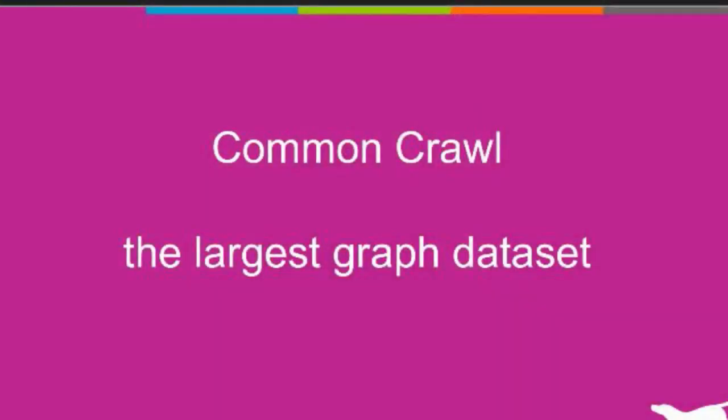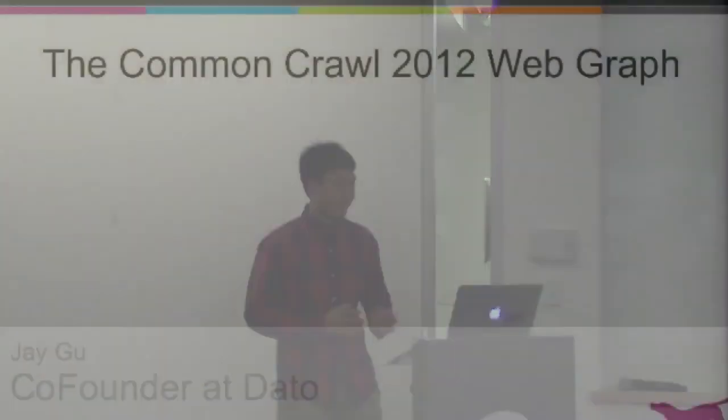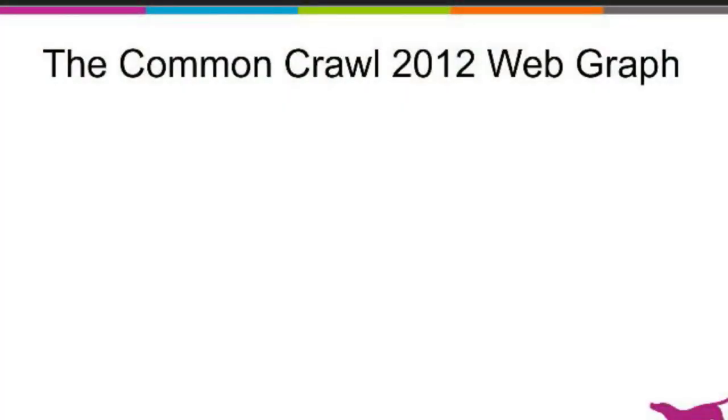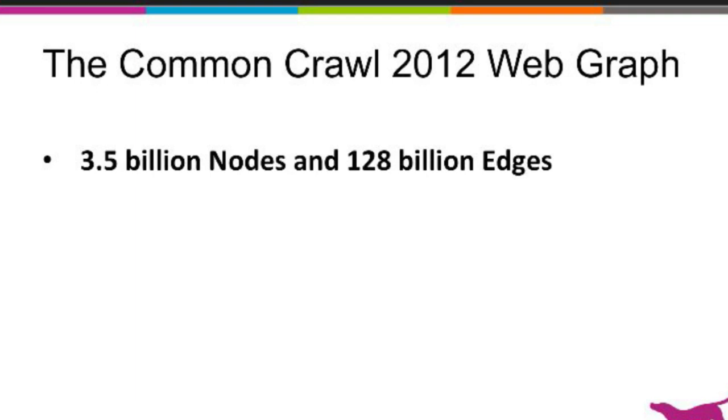Back at Strata in the Bay Area this year, I met a couple of people from the Common Crawl organization. They came to me and said, we have this huge graph dataset. We published it in 2012, and yet not many results have been shown on this graph because not many graph analytics systems can handle that scale. So I asked them, how big exactly is your graph? It's 3.5 billion nodes and 128 billion edges. That's pretty big, the first time I heard of it.